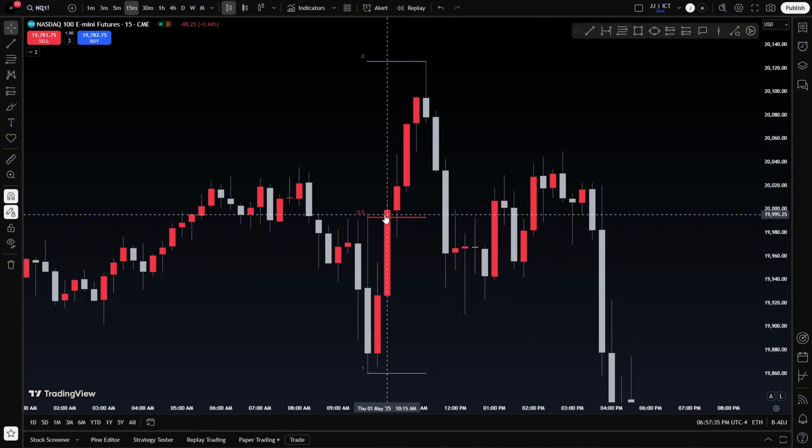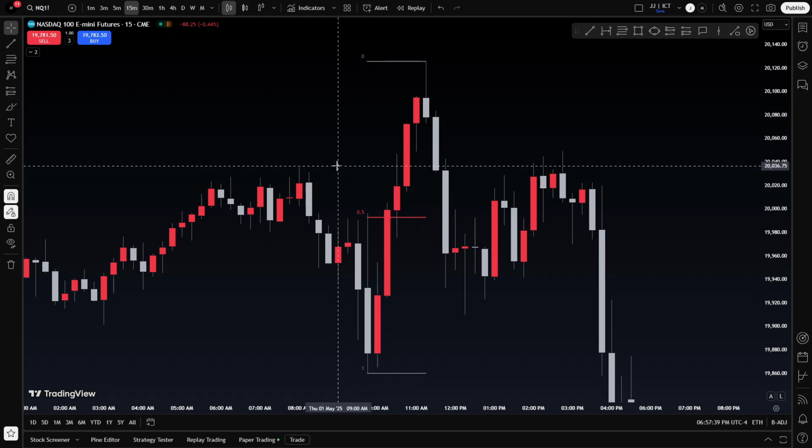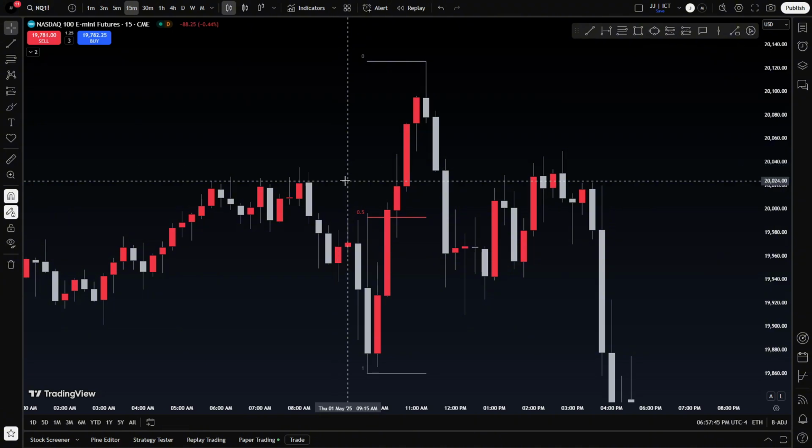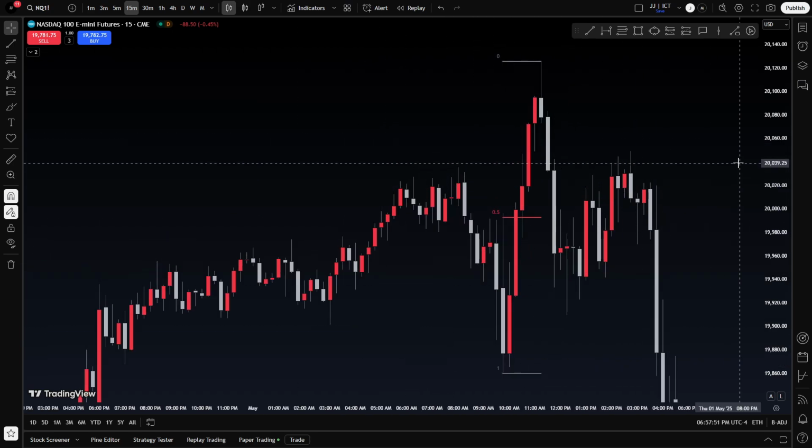Now, the equilibrium of this displacement range is a very, very important part, okay? Because price can do 2 things to this equilibrium. It can respect it or disrespect it, okay? In this case, we disrespected it. Now we're going to go over what happens here. We're going to go over why it disrespected it, okay?